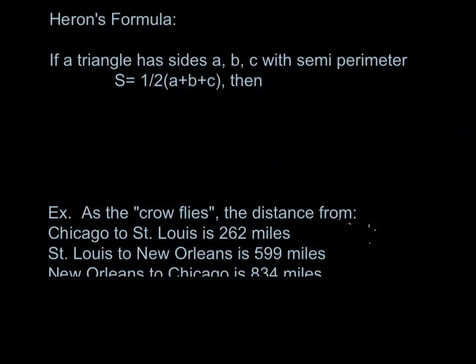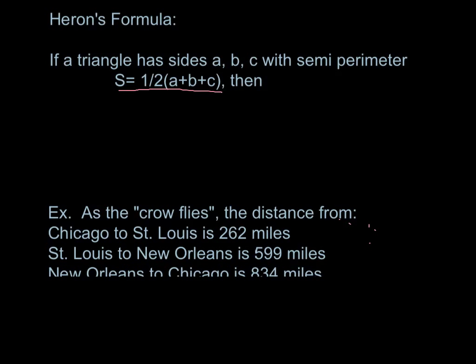Okay, another method of finding the area of a triangle is called Heron's formula. Heron was a Greek mathematician and engineer that lived all the way back in AD 10 through 70. He discovered that you could calculate a semi-perimeter, meaning half of the perimeter of a triangle. S, the semi-perimeter, is equal to 1/2 the sum of the sides of the triangle.